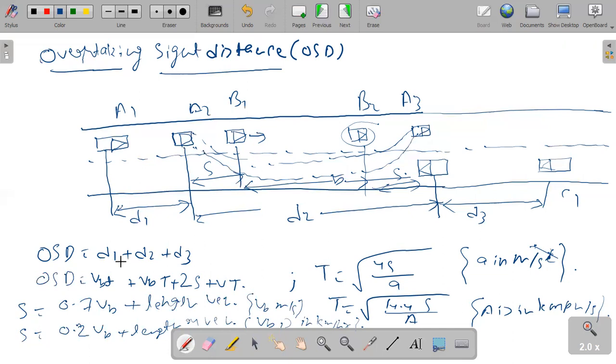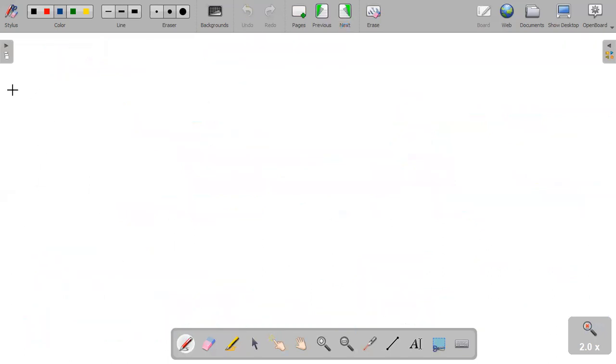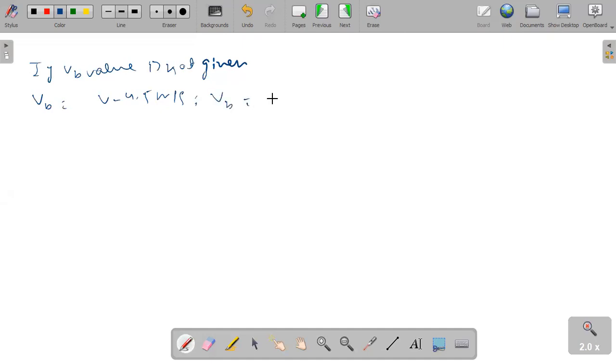One more thing. What if we don't have the value of vb, if the value of vb is not given in numericals? Then there is one formula for it. If the vb value is not given, then we'll calculate vb is equal to v minus 4.5 meter per second, or vb is equal to v minus 16 kilometer per hour.